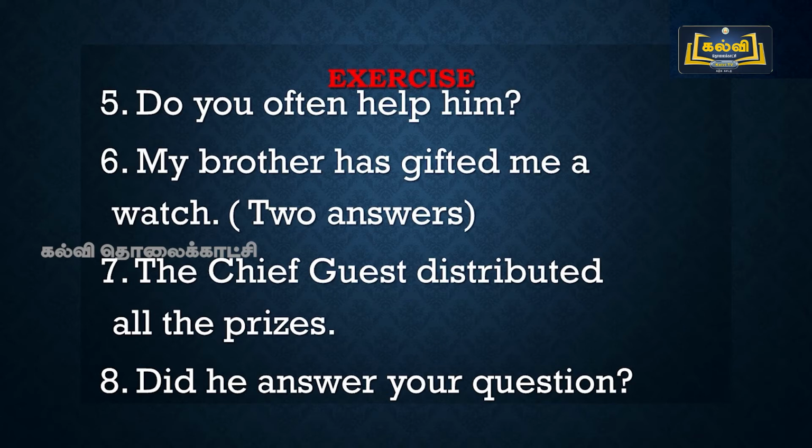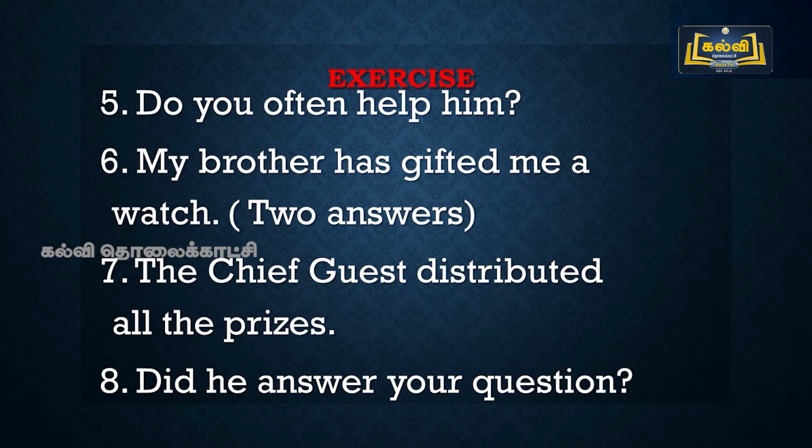Sentence 6. My brother has gifted me a watch. Again, you find two objects here. My brother has gifted me what? A watch, direct object. My brother has gifted whom? Me, indirect object. So answer 1, I have been gifted a watch by my brother. Answer 2, a watch has been gifted to me by my brother. So those are the two answers you get here.